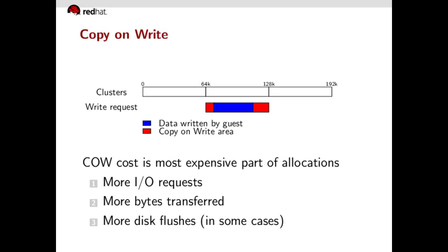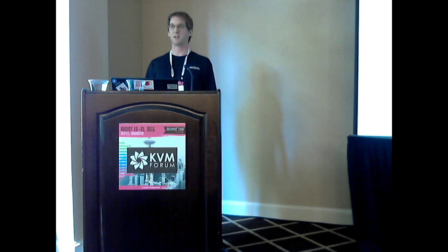So I have 3 different problems that I want to talk about. One results in more I/O requests, the second one in more bytes transferred, and the third one causes more disk flushes. And all of this makes copy on write slow.